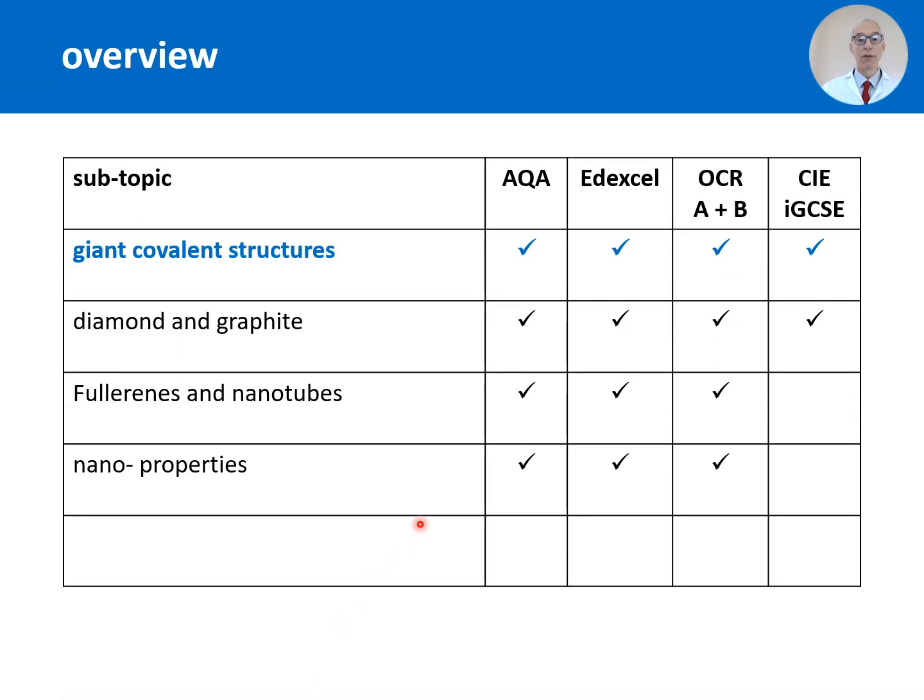An overview of the lesson: we will start with the concept of giant covalent structures, look at two particular examples, diamond and graphite, move on to some carbon allotropes, fullerenes and nanotubes, and then a survey of nano properties. Check the specification that you are using or following: AQA, Edexcel, OCR A and B. A little care if you are following CIE iGCSE.